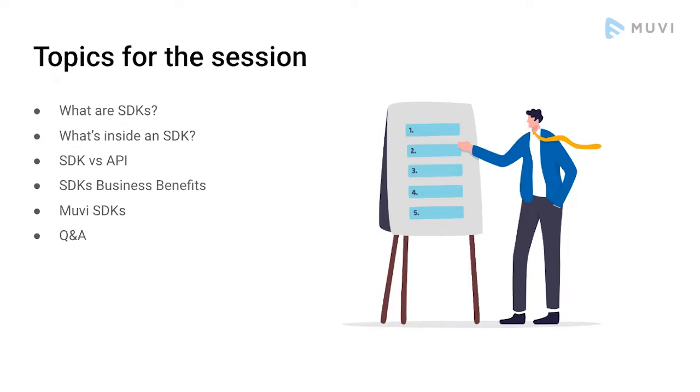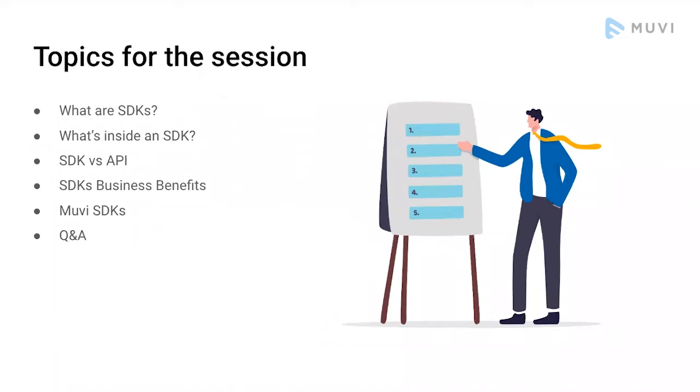Then there is a big confusion every time about the difference between an SDK and an API, because both of them work a bit similarly. We'll be talking about the difference between them. Along with that, what business use cases are required, where to use SDKs and where to use APIs.